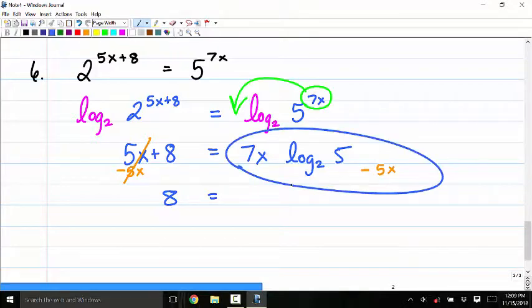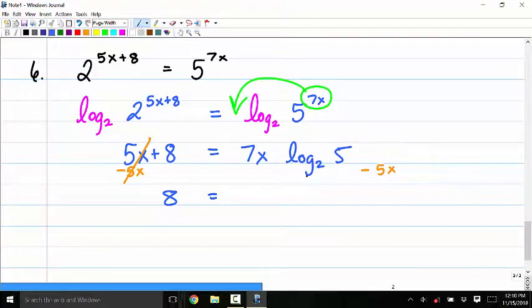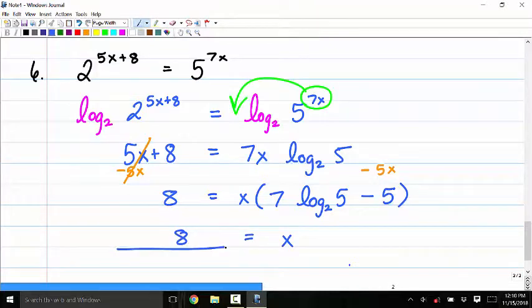Now, on the right, I can factor out an x. If I factor out an x, what is left? 7 log base 2 of 5 minus 5. Divide both sides by this, and you've isolated your x. So x equals 8 over 7 log base 2 of 5 minus 5.